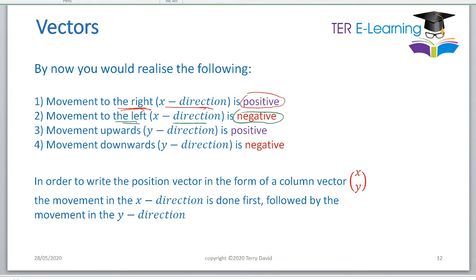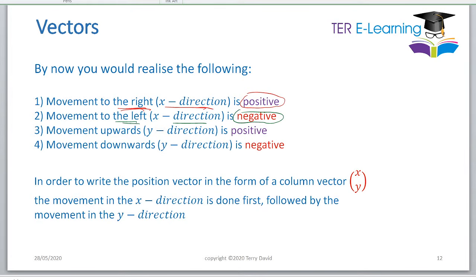If in your exam they give you a diagram and ask you what the column vector is, that's what you have to do. You start your movement in the x direction and then you do the movement in the y direction. All right. So let's see, where do we move on to?